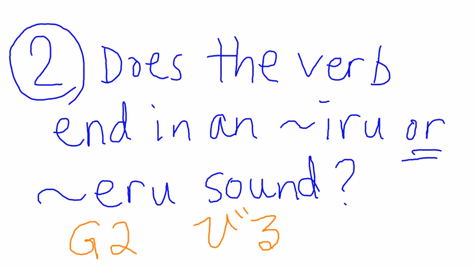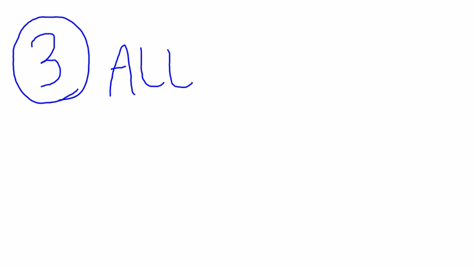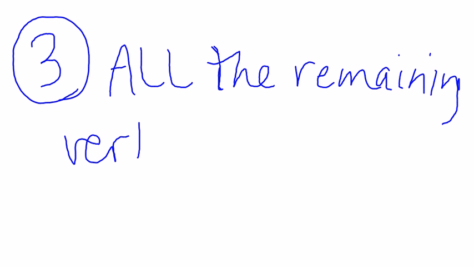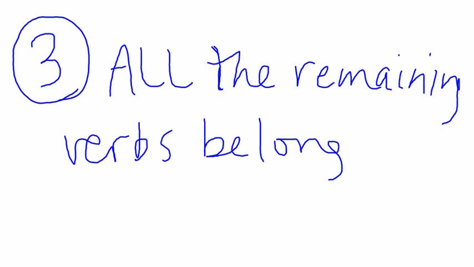Alright, so with those 2 questions out of the way, the third question isn't a question. It's all the remaining verbs belong to group 1. So you could think of it as the ones that are left over. Group 1 are all the other ones. Right? So there are 3 groups of verbs.